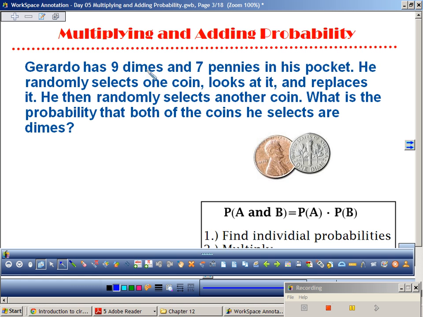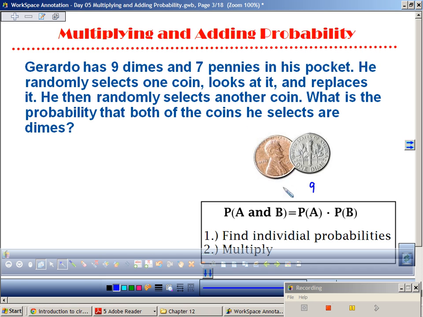So Gerardo has 9 dimes, and he has 7 pennies in his pocket. He randomly selects one coin, looks at it, and replaces it. Now that's the key right there, guys. As soon as it says he reaches his hand in, grabs it, and puts it back in, that's when you know this is straight probability. He then randomly selects another coin. What is the probability that both of the coins he selects are dimes?